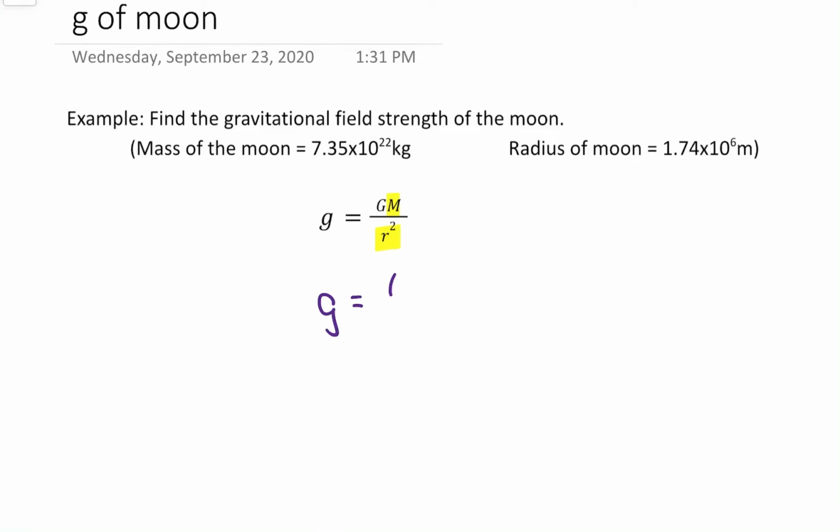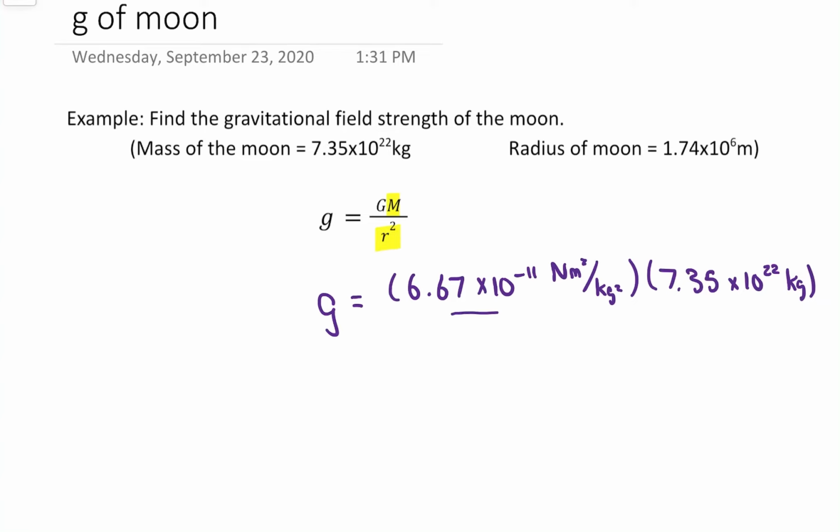For the moon, well, for anything, the 6.67 number, it's a constant. I'm going to put the units in this time so you can see how they cancel out. You can skip the units, that just adds a wrinkle you don't need to concern yourself with. The mass of the moon is that 735 number. And then we're going to divide all of that by the radius of the moon.